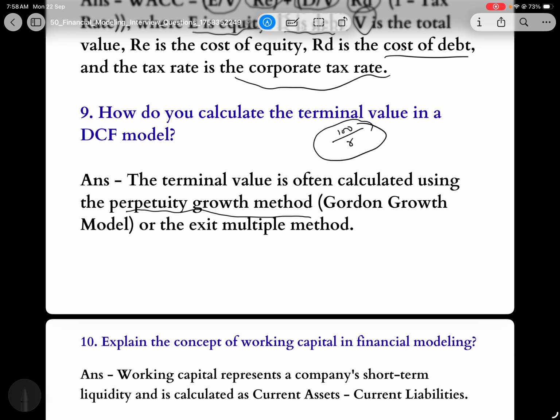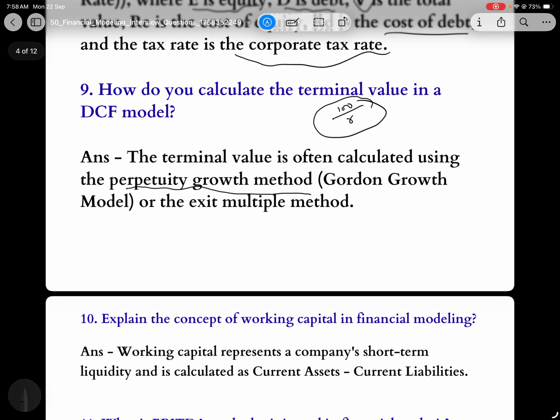You could just search for perpetuity growth method formula, you'll see that as well. But normally this is what we normally use. So whenever we are discounting something, we do 100 divided by 1 plus r to the power n, right? So normally in this situation, n is not there, right? So we normally tend to do 1 by r.